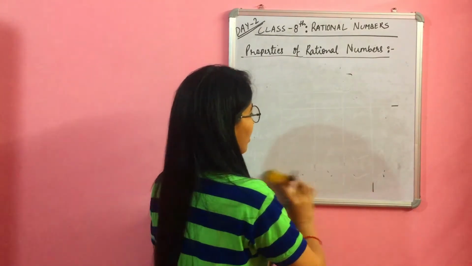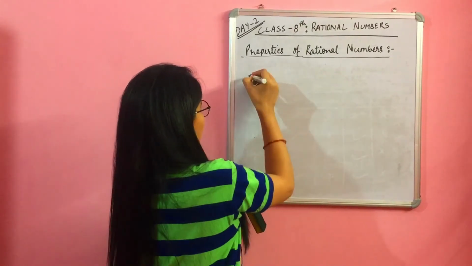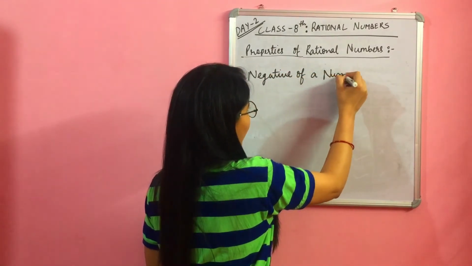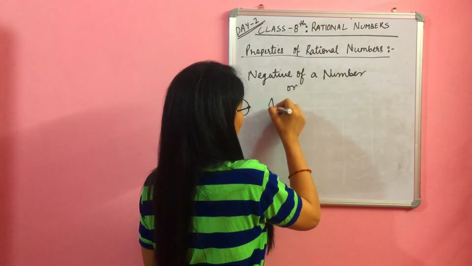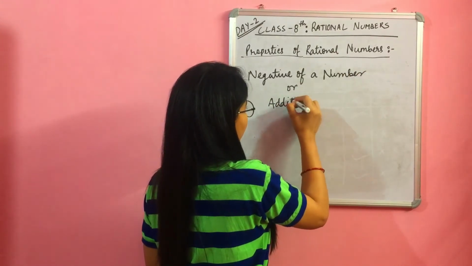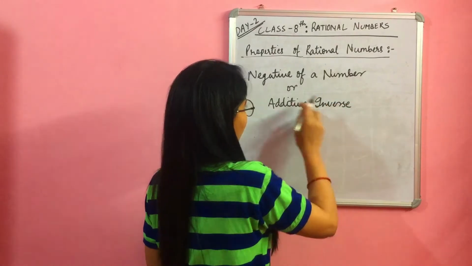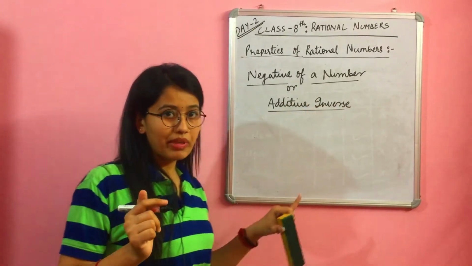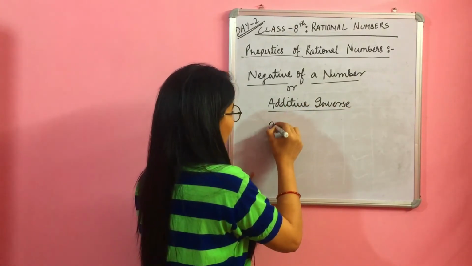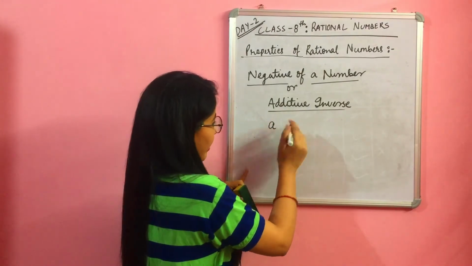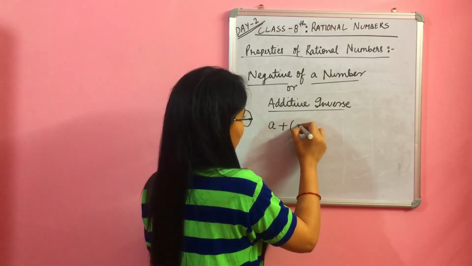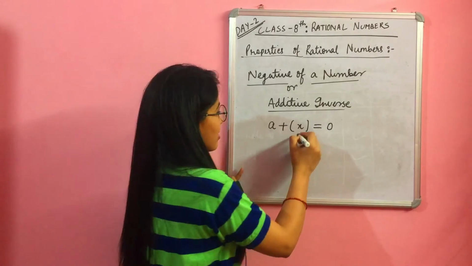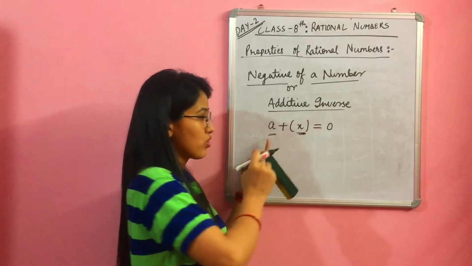Okay, now there is one term which is known as negative of a number, or we will call it additive inverse. Okay, what does it mean? First we will see what additive inverse means. Additive inverse means if there is a number a and we are adding it with some number x, let us say it must give us 0. Then this x is known as the additive inverse of a.